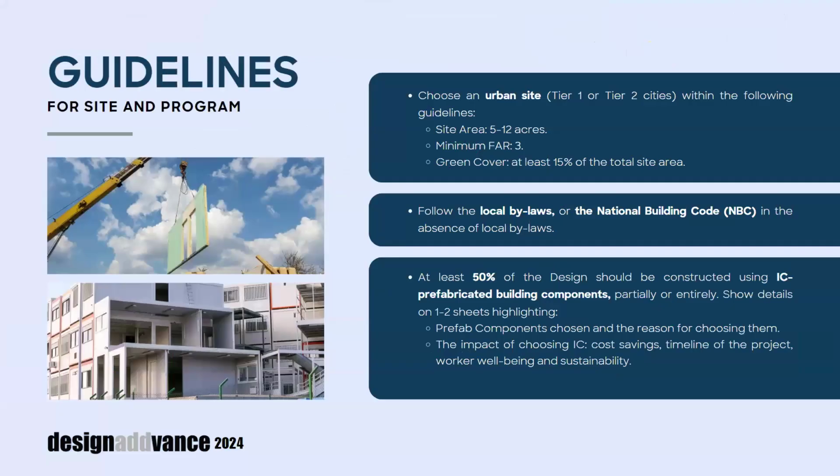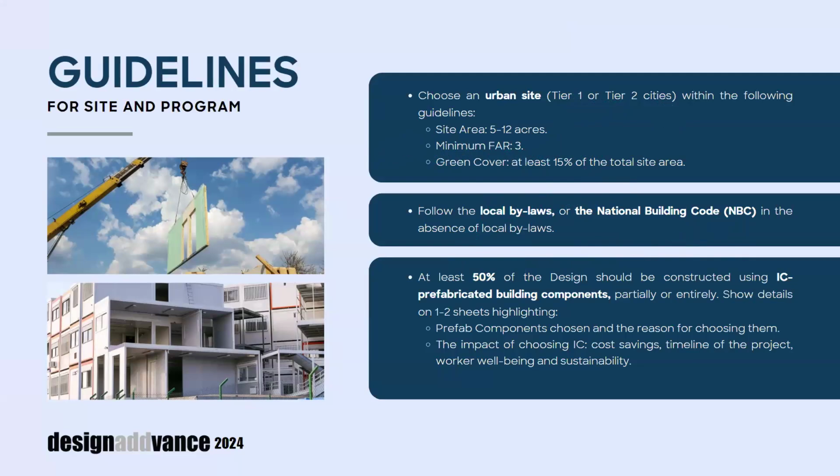Here are the guidelines for participation. You choose an urban site, ideally in a tier 1 or tier 2 city, with the following guidelines. The site area should be between 5 to 12 acres, and the minimum FAR that you're trying to achieve should be 3. And at least ensure there is 15% green cover in the total site area. Follow the local bylaws or the national building code in case the local bylaws are not available to you.